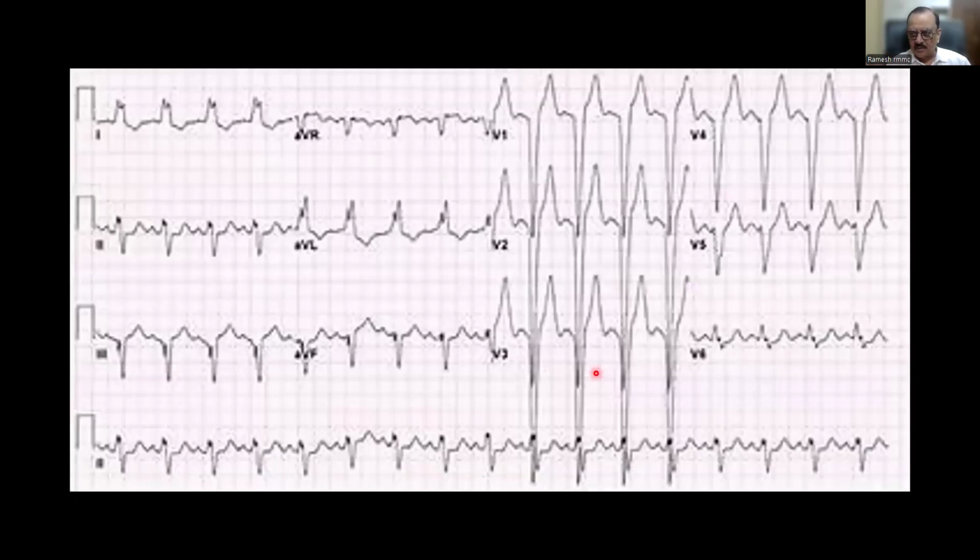Comment on this ECG. Normal ECG or abnormal ECG? Abnormal. Where is the abnormality? There is ST elevation, and concavity is lost. The Q in V1, V2, V3, V4, V5. The duration is long and the amplitude also is high. Which one? QRS. Yes, sir.